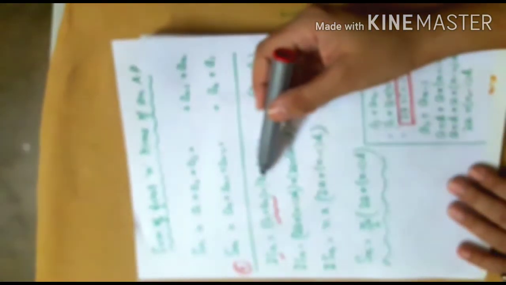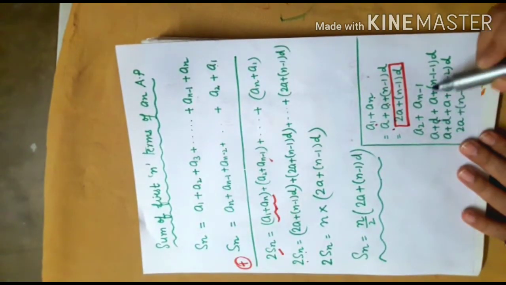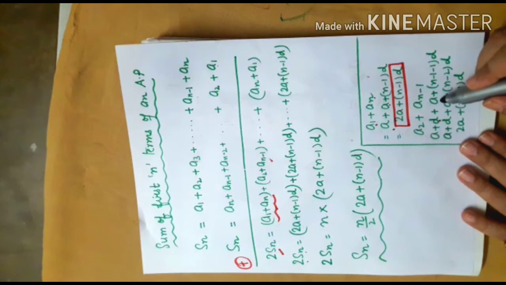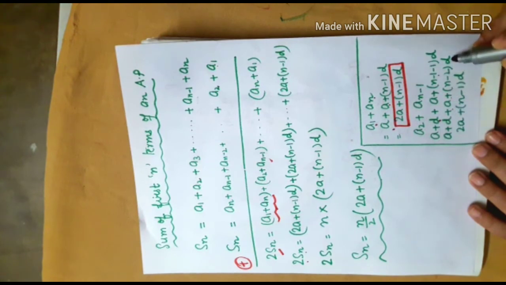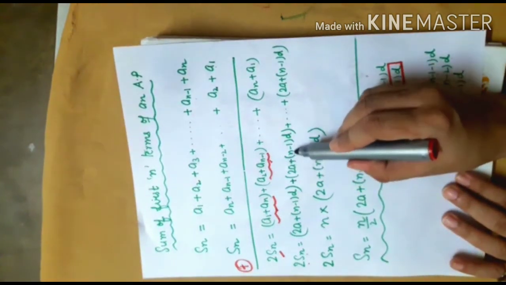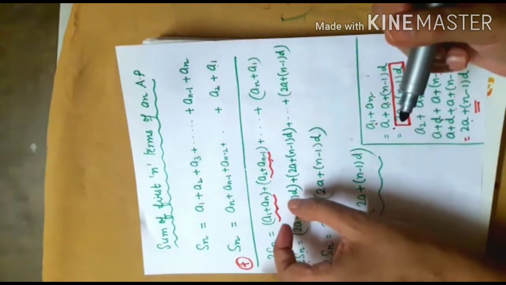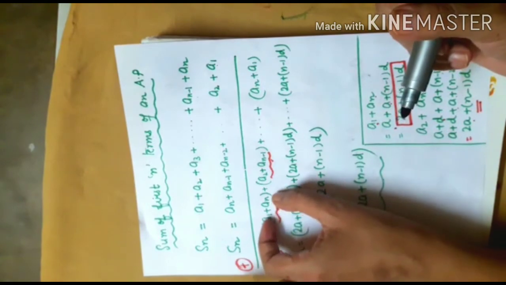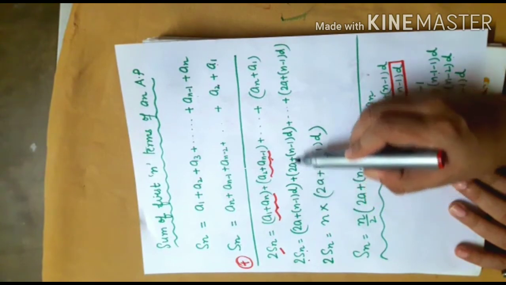Now similarly, I take A2 plus An minus 1. A2 is a plus d and An minus 1 can be written as a plus n minus 1 minus 1 into d. That is a plus d plus a plus n minus 2 into d, which will give you 2a plus n minus 1 into d. So this is also equal to 2a plus n minus 1 into d. So you can check, the value of all these brackets will be equal to 2a plus n minus 1 into d.